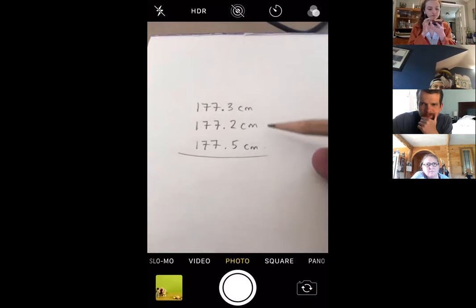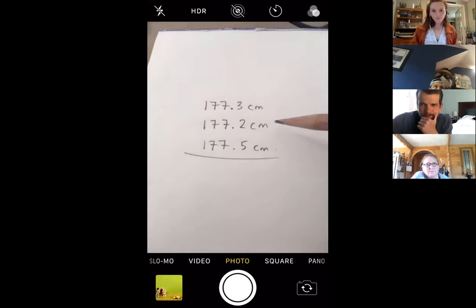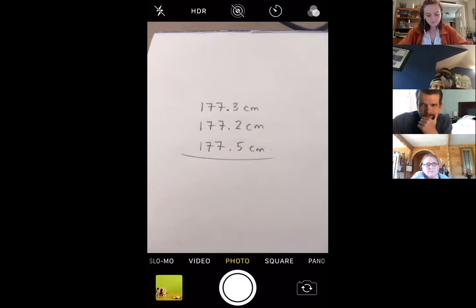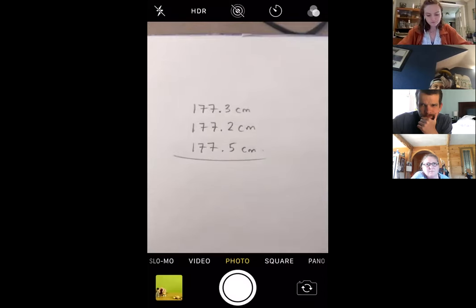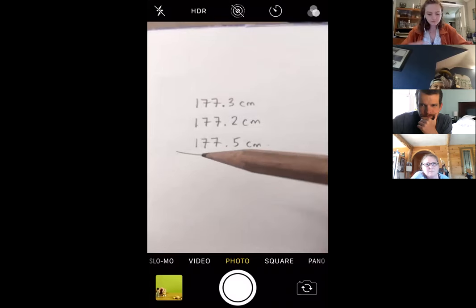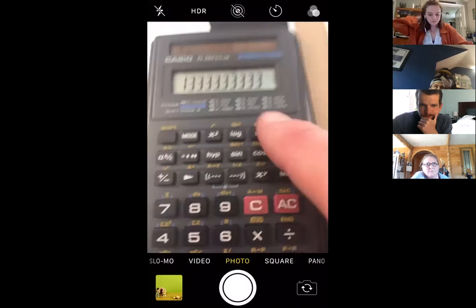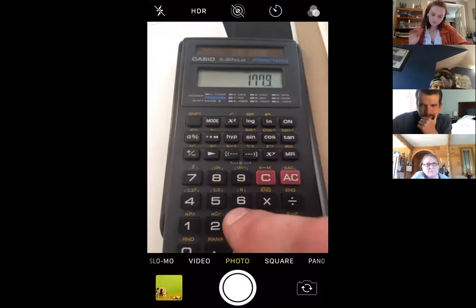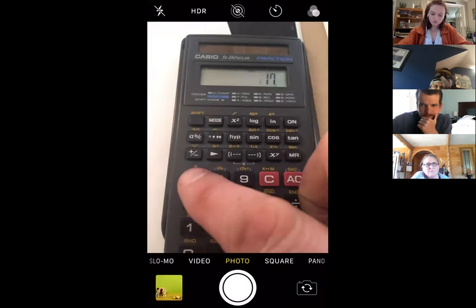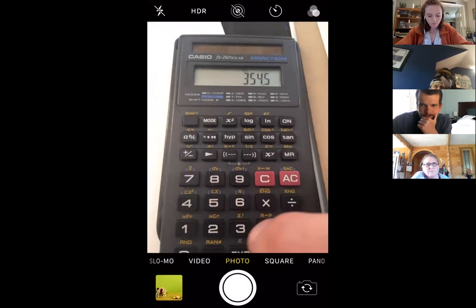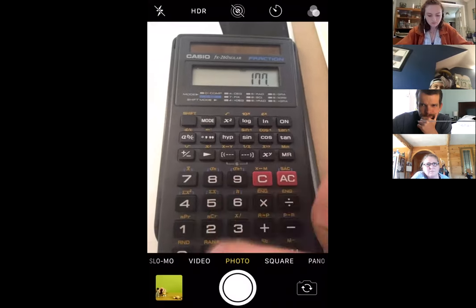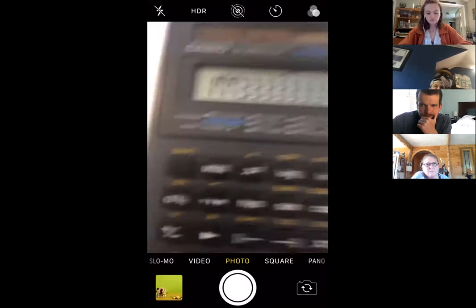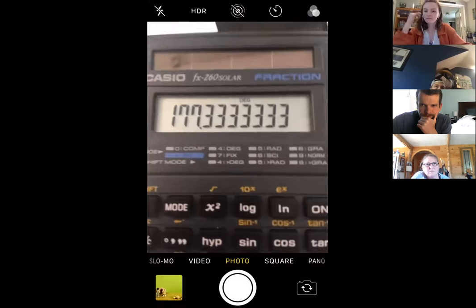Each one of these was a valid measurement taken by me, and therefore each of these numbers is a valid representation of my height. Probably the smartest thing to do would be to take the average of these 3 and divide it by 3. So let's try to do that, shall we? 177.3 plus 177.2 plus 177.5 equals, divided by 3, and look what I get there.